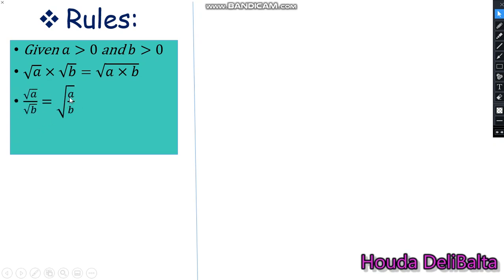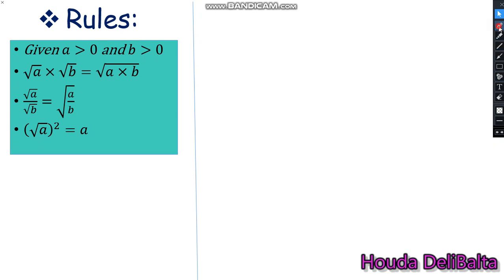Similarly, if I have fractions, radical a over radical b can be written as radical all of it of a over b. Similarly, if I have radical a over b, I can split it into separated radicals. And finally, here is a recall: radical a squared is equal to a.